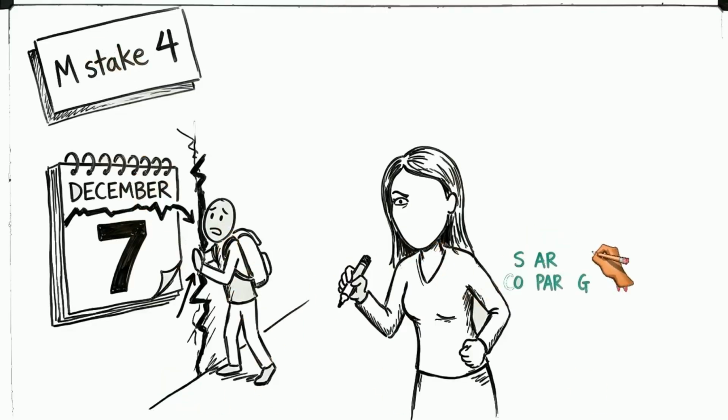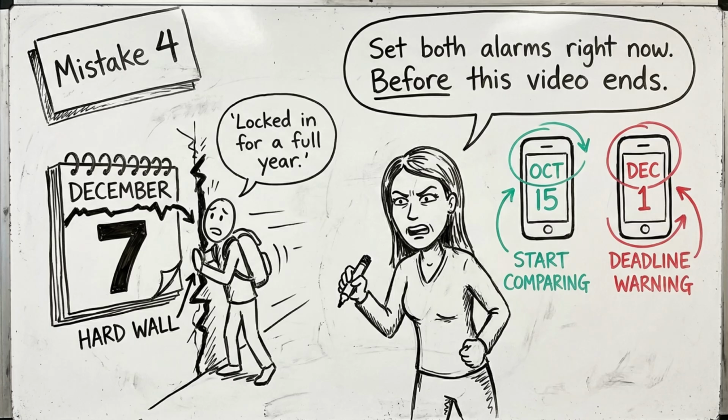Mistake 4. Missing the December 7th deadline. Open enrollment for Medicare runs from October 15th to December 7th every year, without exception. If you miss December 7th, you are locked into your current plan for the entire following year. No hardship exceptions for forgetting, no grace period. Set a calendar reminder on October 15th to begin your comparison, and a second reminder on December 1st as a deadline warning. 2 reminders are worth thousands of dollars.